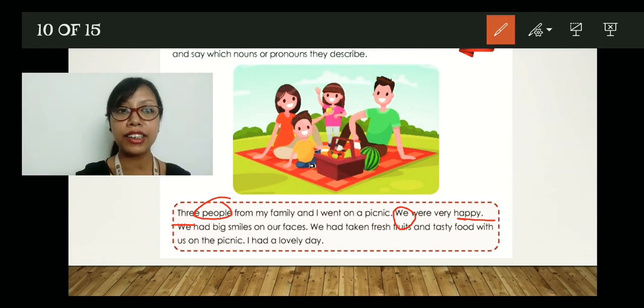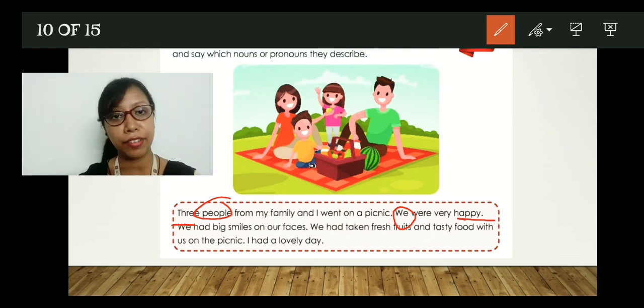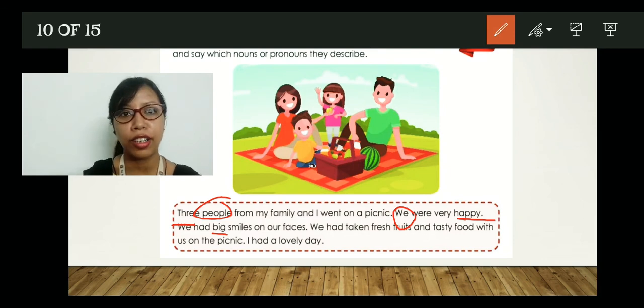We had big smiles on our faces. So next adjective is big. Big is a describing word. Now what are big? What are the bigs?